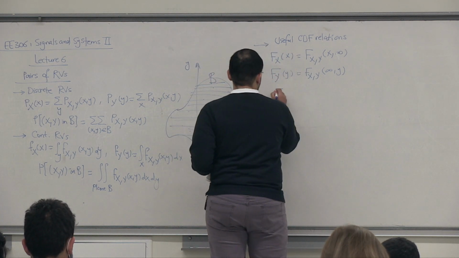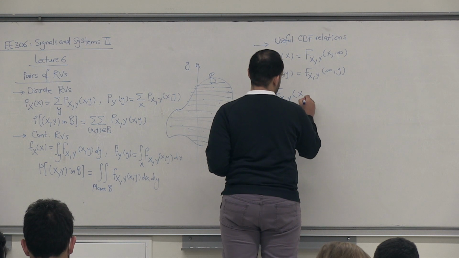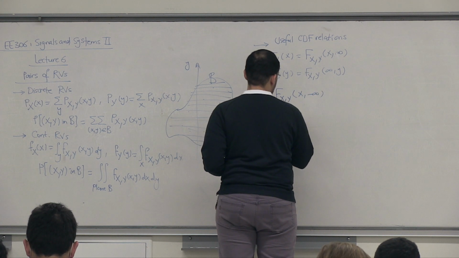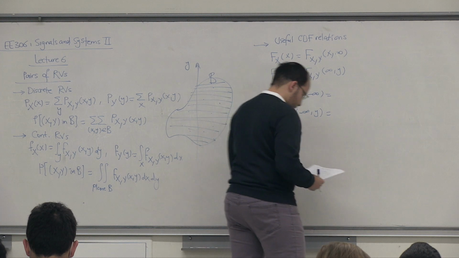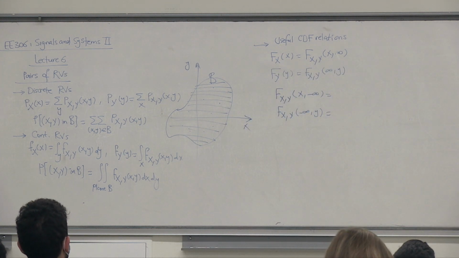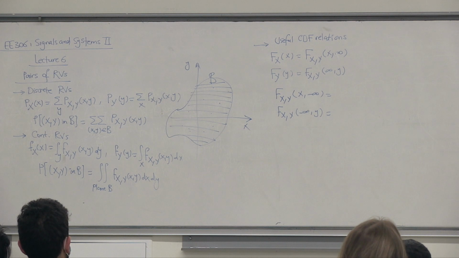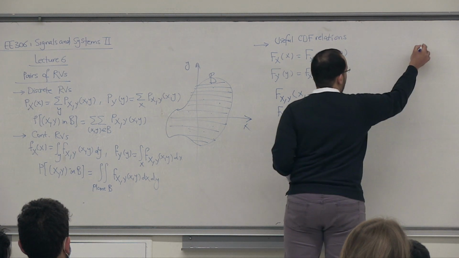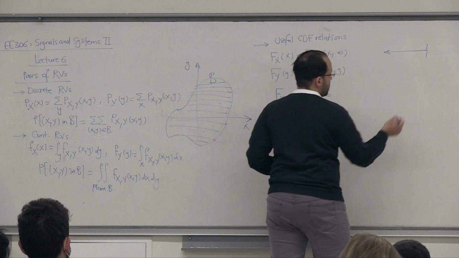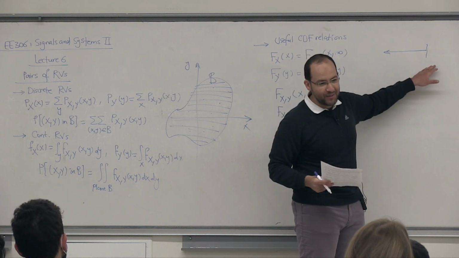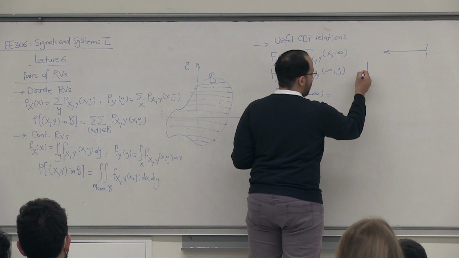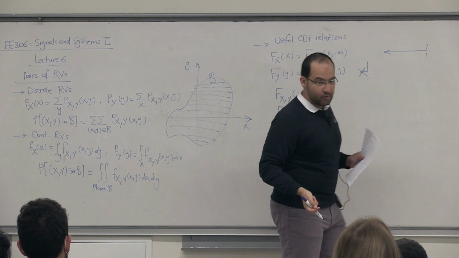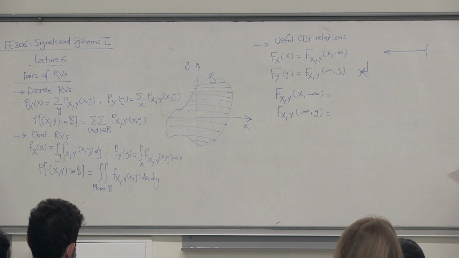Two more also very useful relations, fxy of x and minus infinity, fxy of minus infinity and y. What do you think these two will be? Why? Yeah, exactly. It's the opposite from what we were doing. So in that case, you are going from infinity backwards. Well, this is really a non-rigorous thing because infinity is not a number, but just for the sake of illustration. And here, there is nothing to go backward from, right? So when you set minus infinity for one of the two variables, this immediately gives you a 0.